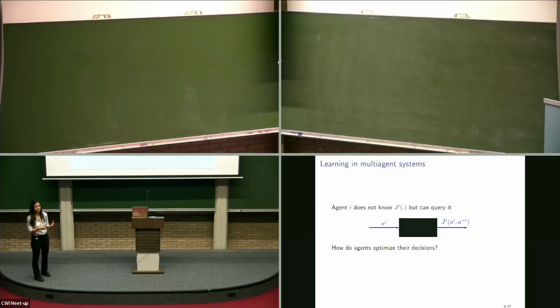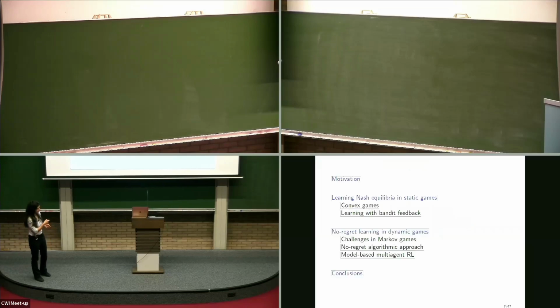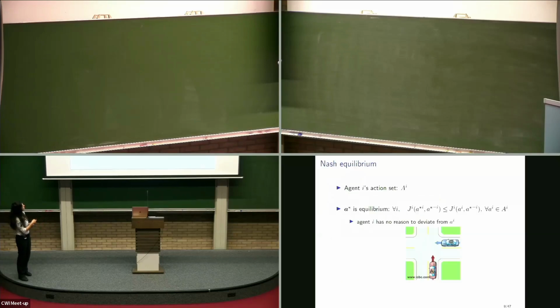But first, I want to talk about what kind of notion of optimality we should look for. As the outline of the talk, I'm going to first start with static games, so when we don't have dynamics, and look at a class of games, convex games, where we have better understanding of how agents should optimize their decisions. And then we have also learning algorithms. And then I'm going to look at dynamic games and what we can do there.